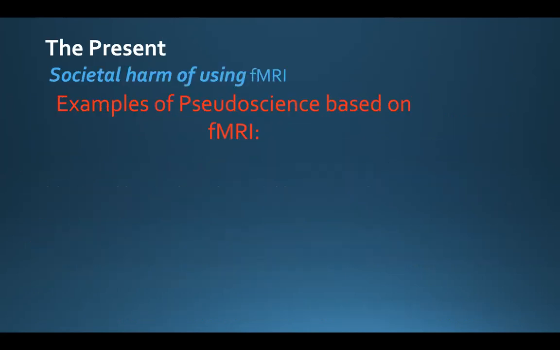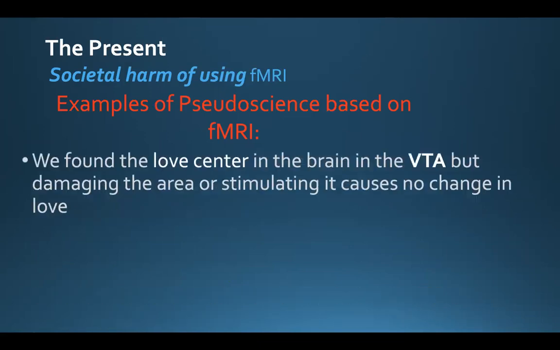Let's look at what harm is done to society, according to me, by this functional MRI. I'll give you some examples of what I call pseudoscience in action. Some anthropologists claimed that she found the love center in the brain, in a part called the VTA, the ventral tegmental area. And it was on every television, every newspaper, everywhere you go, maps of the brain, hallelujah. We found the love center in the brain.